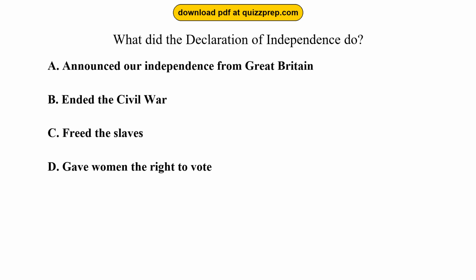Question 69. What did the Declaration of Independence do? Option A, announced our independence from Great Britain. Option B, ended the Civil War. Option C, freed the slaves. Option D, gave women the right to vote. The correct answer is option A, announced our independence from Great Britain. Adopted on July 4, 1776, it declared that the United States was free from British rule.